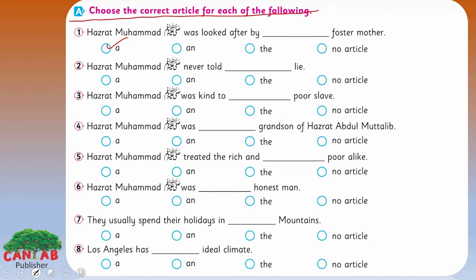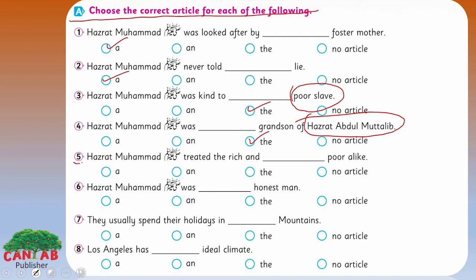Look at the second one. Hazrat Muhammad sallallahu alaihi wasallam never told a lie. What will be the right option? Yes, A. Hazrat Muhammad sallallahu alaihi wasallam was kind to the poor slave. Here, the poor slave is a specific community or group, so we will add the here. Hazrat Muhammad sallallahu alaihi wasallam was the grandson of Hazrat Abdul Muttalib. Here, Hazrat Abdul Muttalib is specific, so we will choose the here.